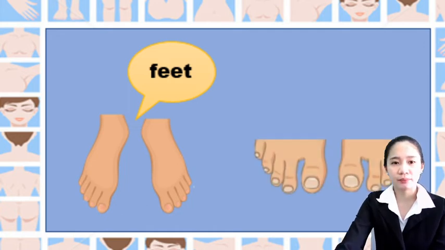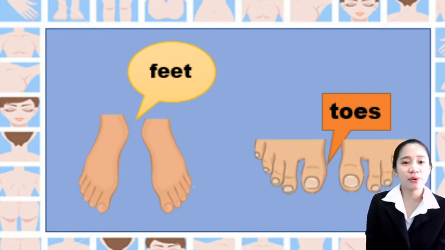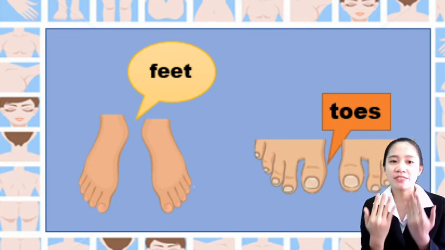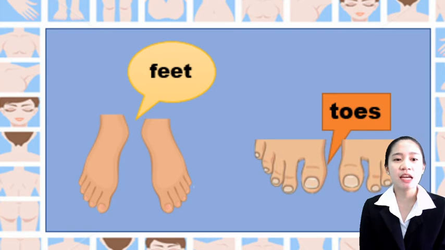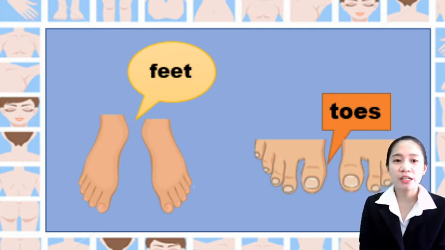Next, in our feet, we have toes. Very good. So that is our toes. How many toes do we have in our feet? So just like in our hands, where we have 10 fingers, in our toes we have 10 also. So those are the parts of our body.